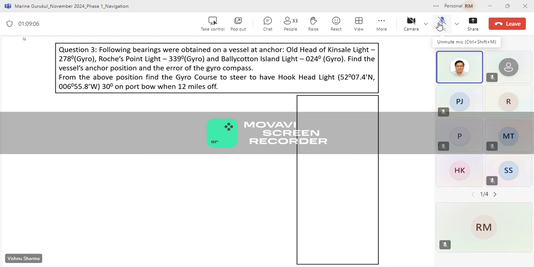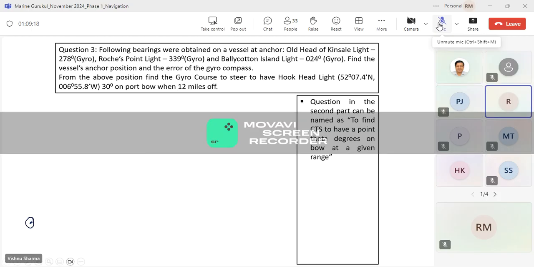Now we come to the second part of the question. He says, from the above position, so let us say this is the anchor position. Let me first explain that to you. Here is the anchor position. He says, find the course to steer to have Hook Head light 30 degrees on the port bow when 12 miles off. Now here you can't convert that to a true bearing because you do not know the course. The course is what you have to find.